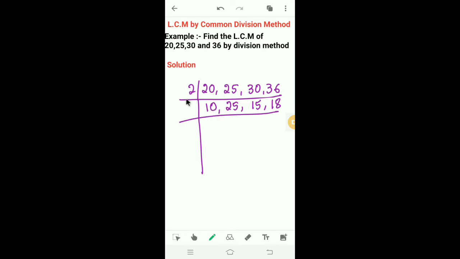Next, 10 is divisible by 2. So 2 5s are 10. 25 is not divisible by 2. So we have to write 25 as it is. 15 also not divisible by 2. So we have to write 15 as it is. 18 is divisible by 2. 2 9s are 18.